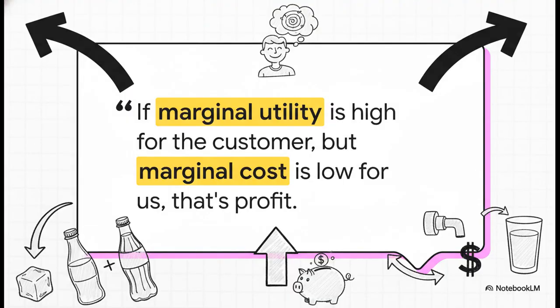Think about a restaurant offering free refills on soda. For you, the thirsty customer, the marginal utility of that second glass of soda is quite high. It's really satisfying. But for the restaurant, what's the marginal cost? It's literally pennies, a little bit of syrup, some carbonated water. That huge gap between the high perceived value for the customer and the very low actual cost for the business, that is where profit and customer loyalty are built. That is thinking on the margin.